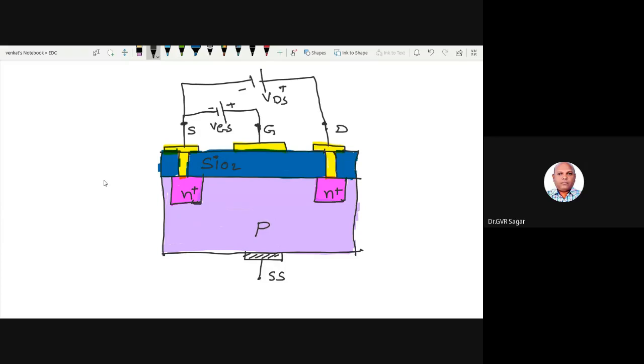It attracts negative charge carriers from the P substrate. In the P substrate, the majority carriers are holes, whereas the electrons are minority carriers. These minority carriers move towards the gate. So a larger amount of negative charge carriers is deposited here because the gate is attracting them, and this forms a channel.